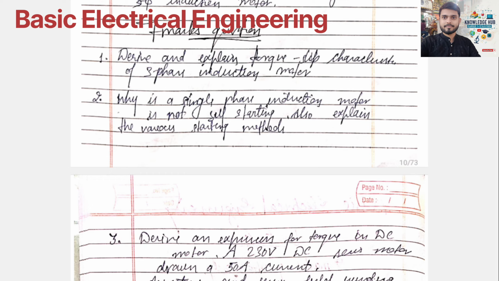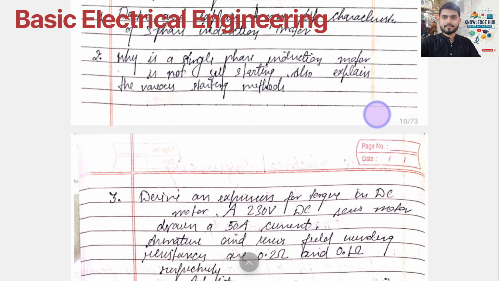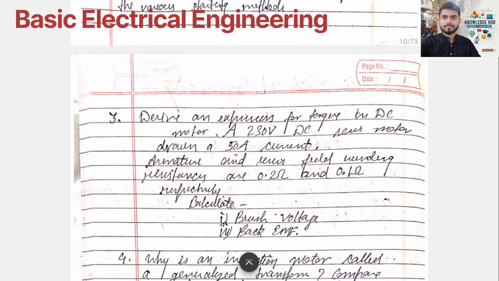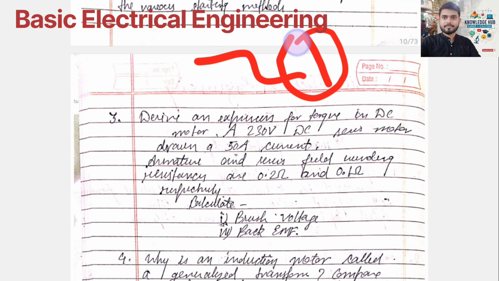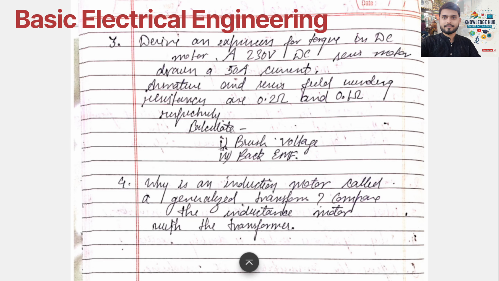First, derive and explain torque slip characteristics of a three-phase induction motor. Now second one, why is a single-phase induction motor not self-starting? Also explain the various starting methods. There are many methods of starting an asynchronous motor, the induction motor. Now, third question is derive an expression for torque in a DC motor.